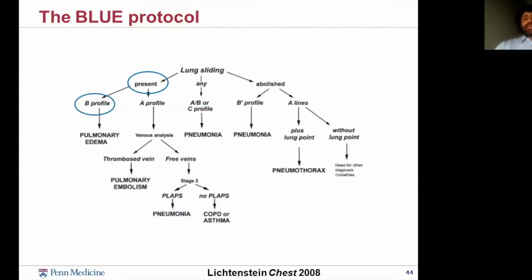Lichtenstein basically said that based on whether there was lung sliding and whether or not it was an A or a B profile, he could determine the cause of somebody's respiratory failure. And in the case of a patient who has lung sliding and a B profile, that meant that they had pulmonary edema. You can see how an absence of lung sliding plus lung point would give you a pneumothorax, and how multiple different profiles can lead you to a diagnosis of pneumonia.